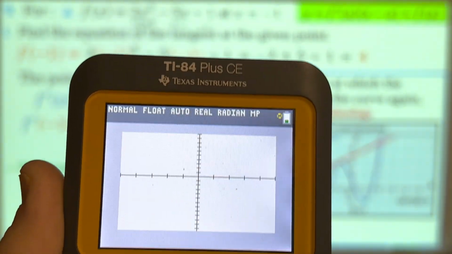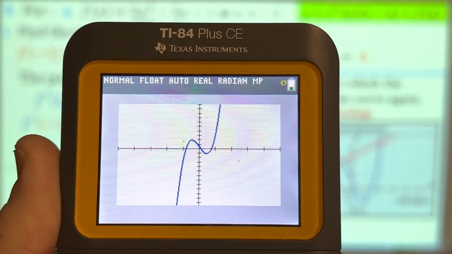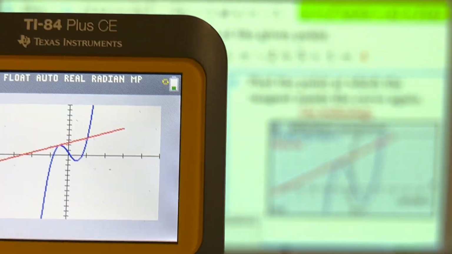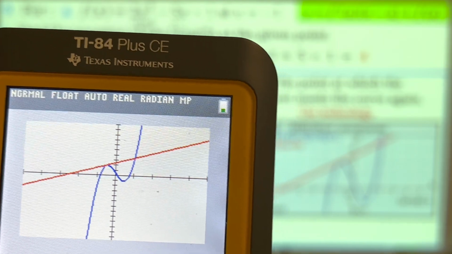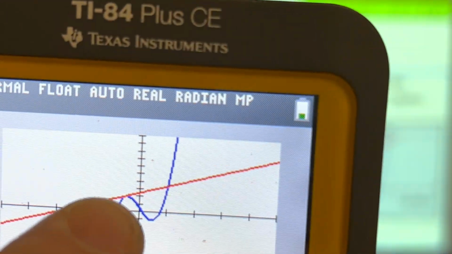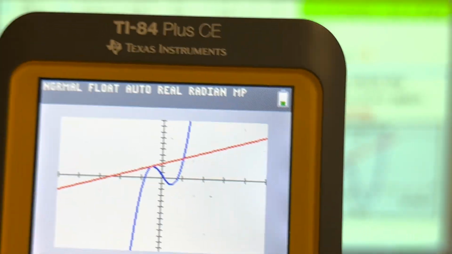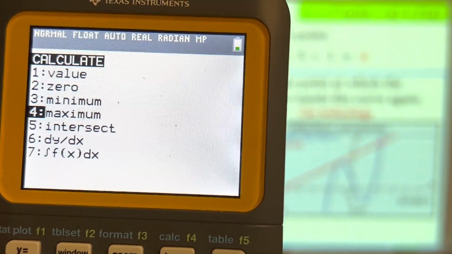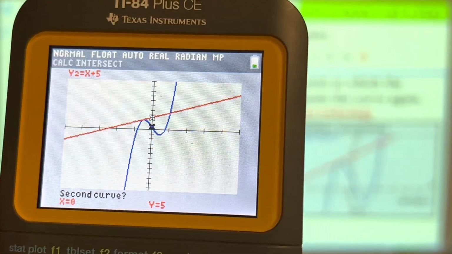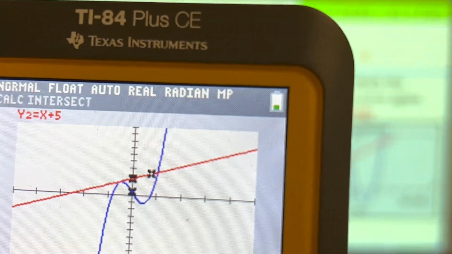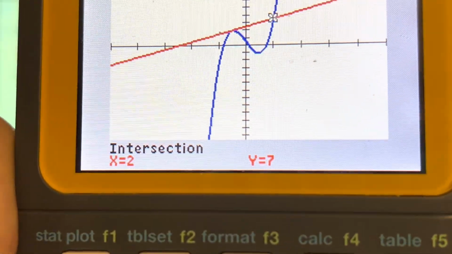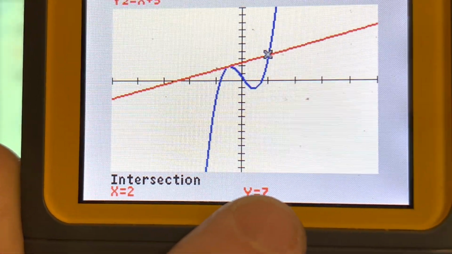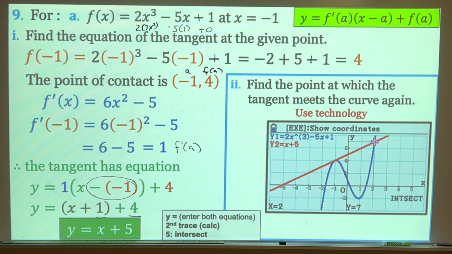Graph. When I graph this, all right, not the best zoom, but it's good enough. Okay, now the point where I saw negative 1, 4 is this point right here. So I want to see where this point intercepts. So I hit second, trace, go down to number 5, enter, that's both lines, and I go to the right. So I'm closer to that point, hit enter. It says 0.27. 27 is my answer. All right.